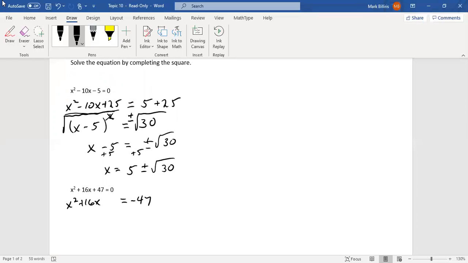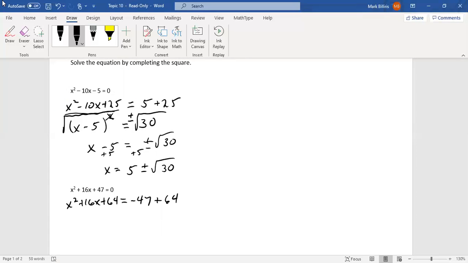So we're going to create a perfect square trinomial. In order to do that, we take half the middle term. So half of positive 16 is positive 8, and we square it. So when we square 8, we get 64. What we do to one side, we do to the other side as well.